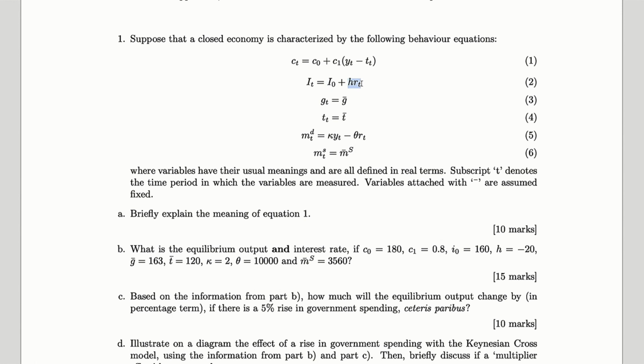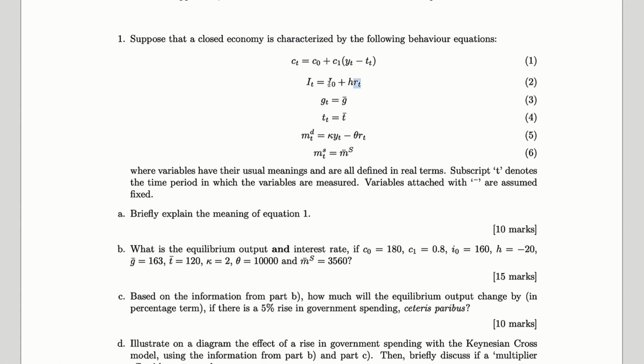We know there's a negative relationship between the interest rate and investment, so we would expect this H to be the proportion of investment that depends on the interest rate. R here is the interest rate. The subscript T just means time T, the current period, so you shouldn't be confused by it.